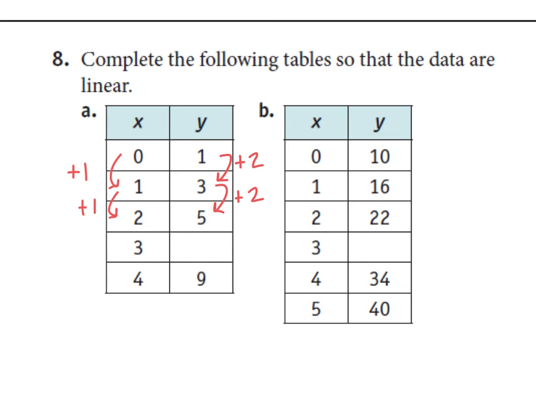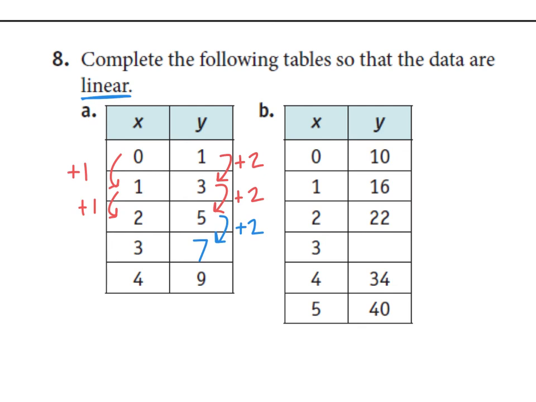So that should give us what we need to find the next point, right? If this is linear, that pattern is going to continue. So it's going to be a plus 2 again. So this next y value would go from 5 to 7. Okay? If it was any other y value, it would not be linear because the slope wouldn't be constant for all points.